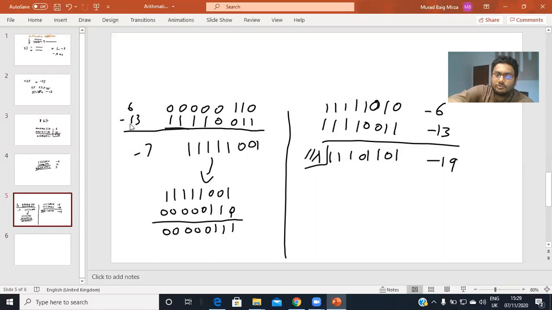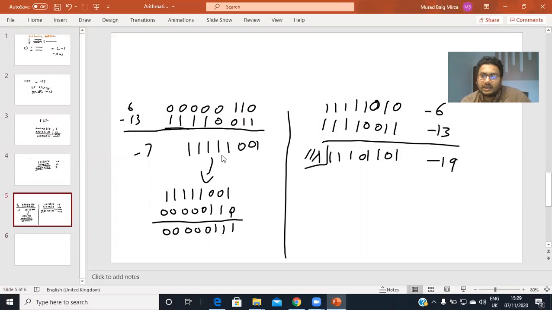So we will take the 2's complement of 13 and simply add it to 6. After doing the normal addition, we get this answer, which is the answer of the addition of plus 6 and minus 13. This answer is equal to minus 7 in decimal format. How do we know that? Okay, this is a 2's complement. As we know, the greater number was minus 13, so this number is in 2's complement.